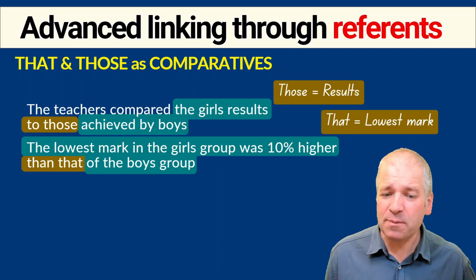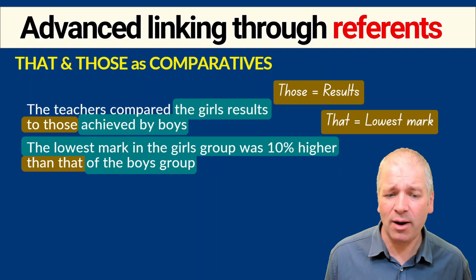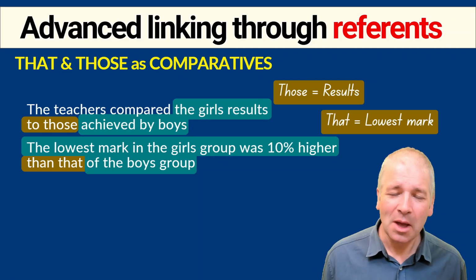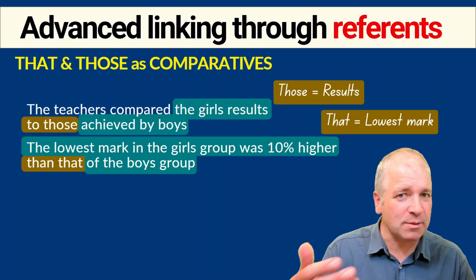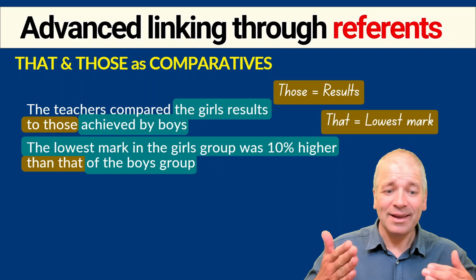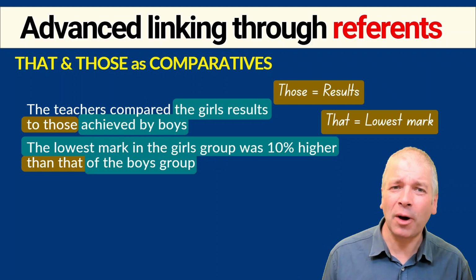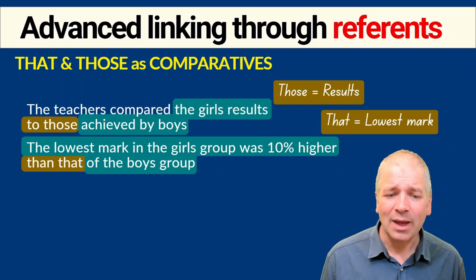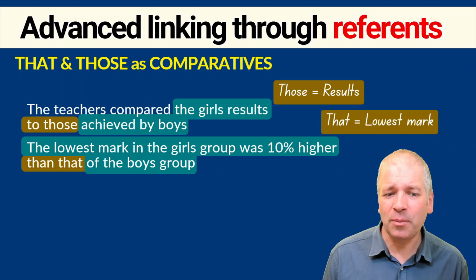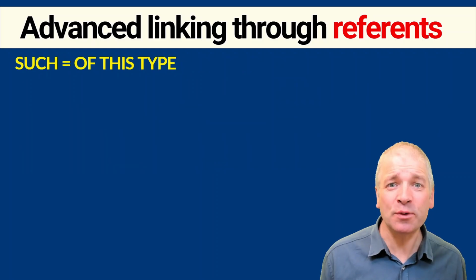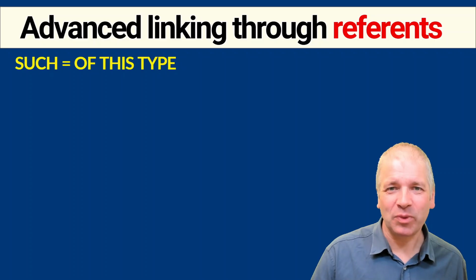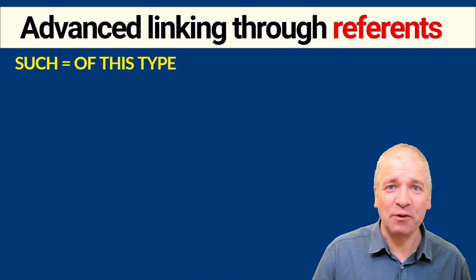It means the lowest mark in the girls' group was 10% higher than the lowest mark in the boys' group. But that replaces the lowest mark. And those or that are often preceded by to or than, and sometimes that is followed by of. When you're using such properly, you're at an advanced level, and this is such when it's a referent.